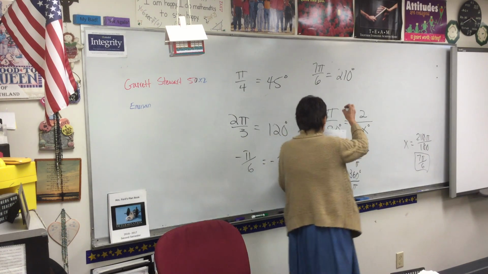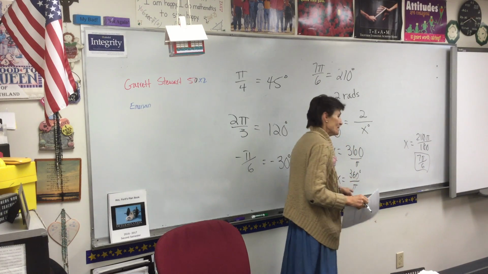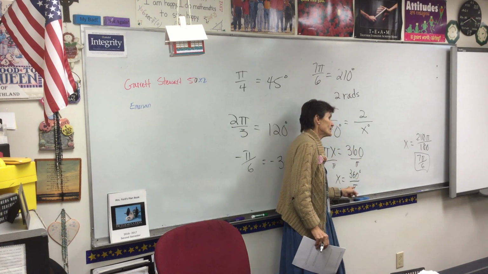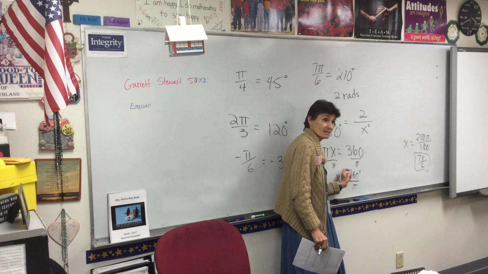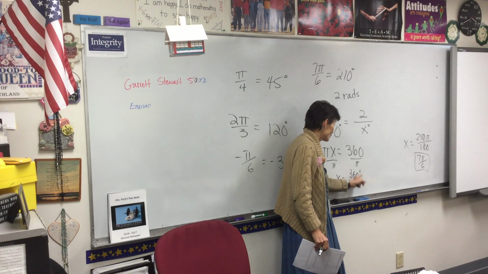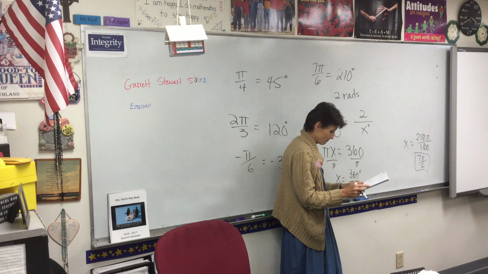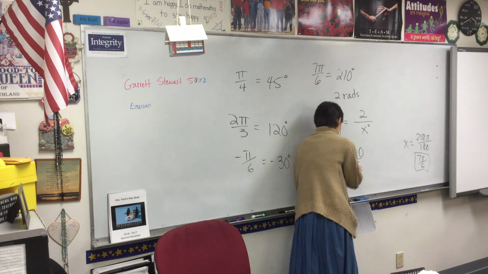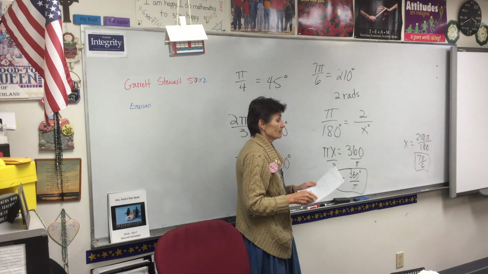We started with 2 radians. Does it kind of make sense to you that that would be 2 radians? How many degrees is pi? 180. So 360 divided by 180 is 2. The degrees would cancel and you'd be left with 2 radians. Good job. This is the answer. That is the degree measure right there.